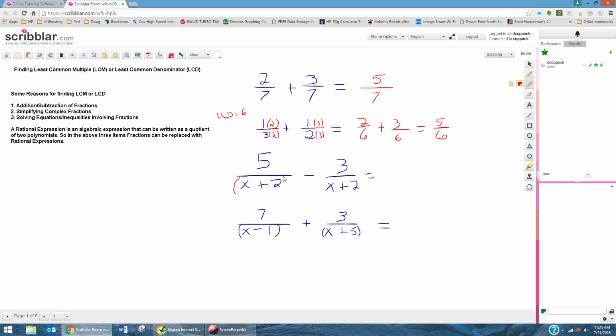this is like a factor, x plus 2. We don't say that x is a factor and 2 is a factor. X and 2 are terms, so the denominator we think of as the quantity x plus 2. So these fractions have the same denominator. That means I can, in this case, subtract the numerators. 5 minus 3 is 2 over x plus 2.